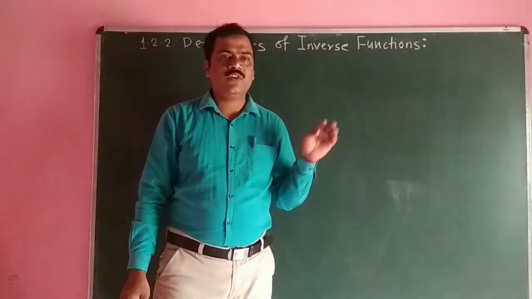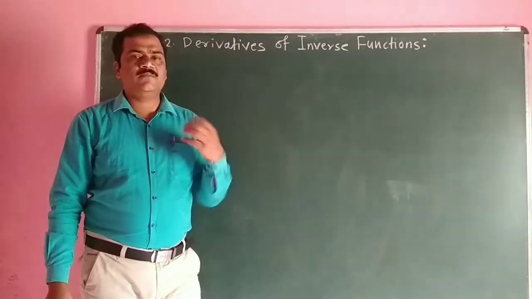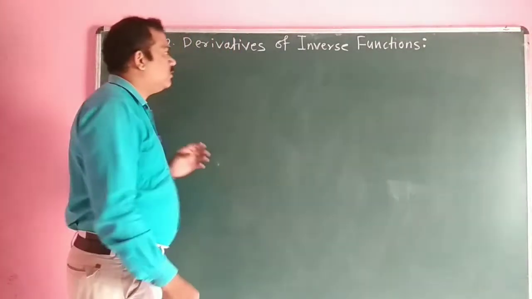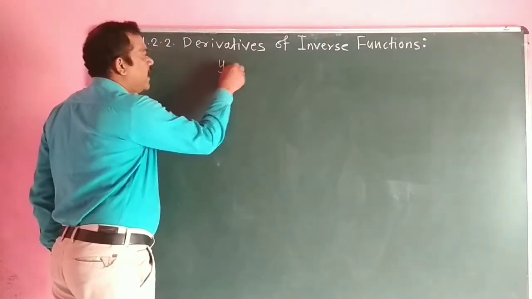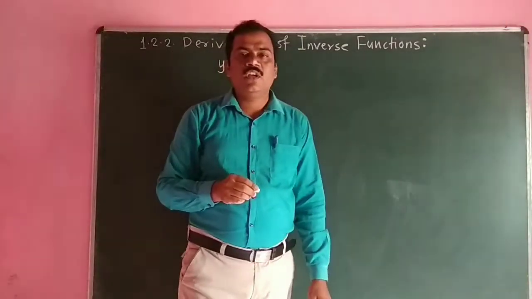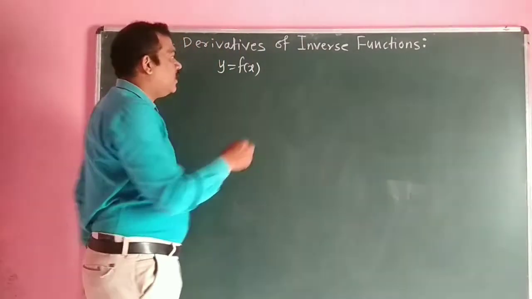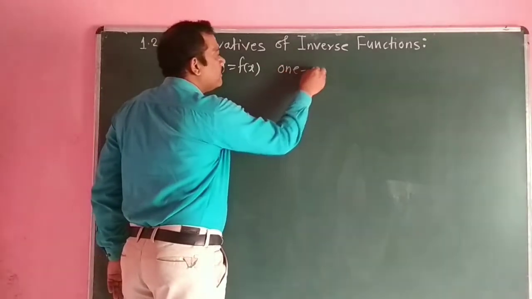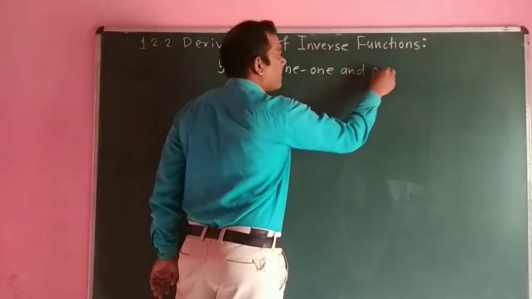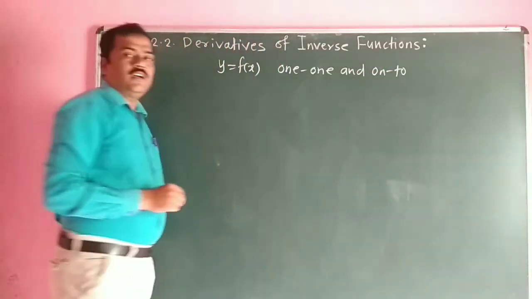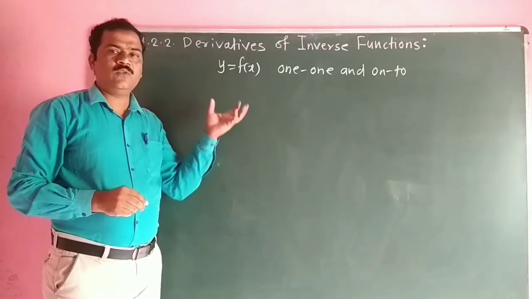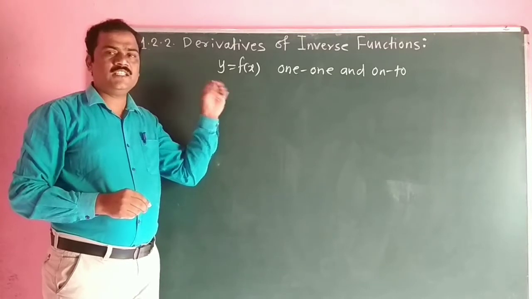In the types of function, we already discussed what is meant by one-one function and what is meant by onto function. Suppose we consider the function y is equal to f of x. If this function is one-one and onto, what is meant by one-one? For every value of x, there is one and only one value of y, that is one-one.